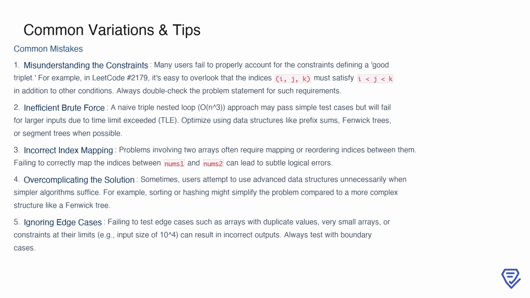Overcomplicating your solution is another frequent issue. Sometimes, a simpler algorithm like sorting or hashing can solve the problem more effectively than a complex structure like a Fenwick tree. Lastly, edge cases are critical. Arrays with duplicate values, very small arrays, or constraints pushed to their limits, such as an input size of 10,000, need to be tested to ensure your solution accounts for all scenarios.